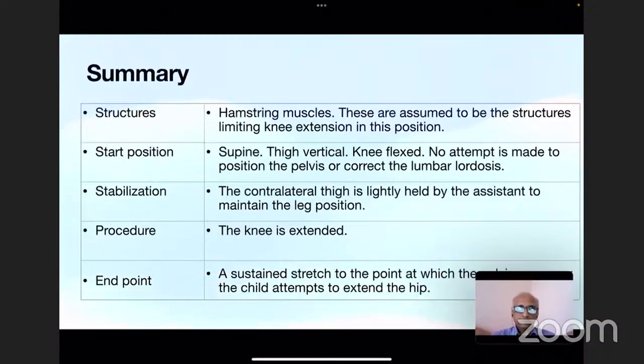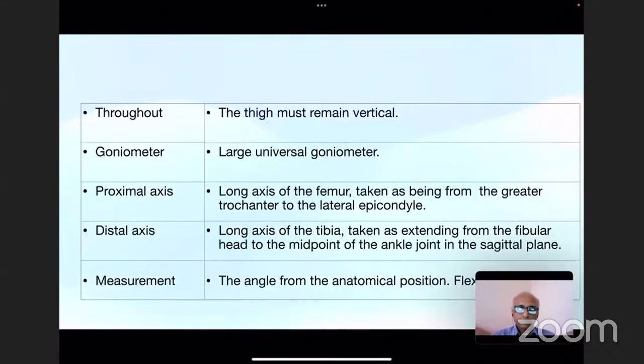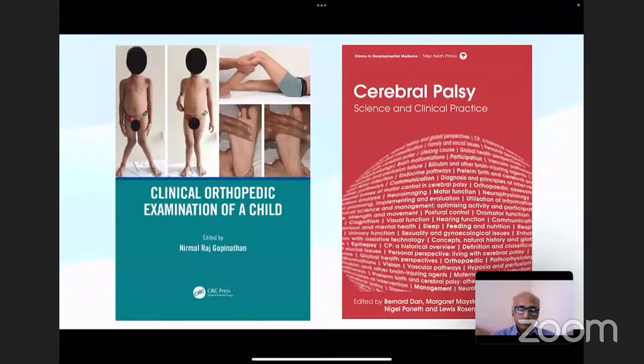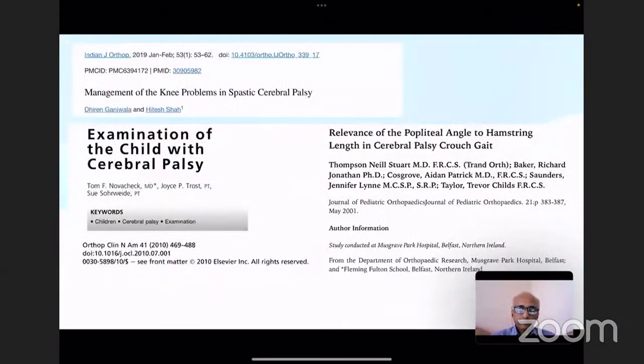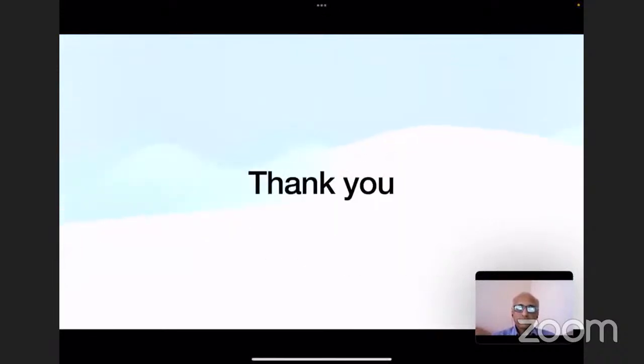So whatever I said, this table summarizes the popliteal angle, the whole procedure, and these are my resource material, including the article by Dhiren sir himself. Thank you.